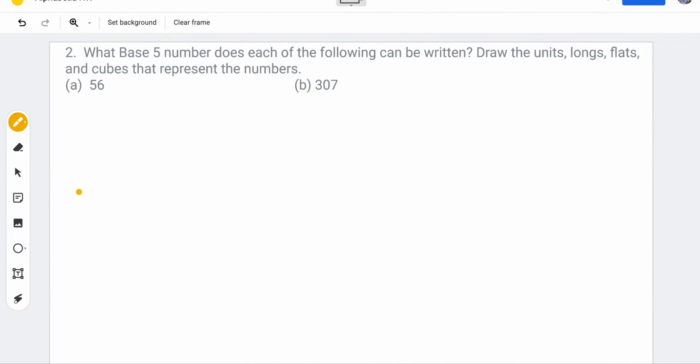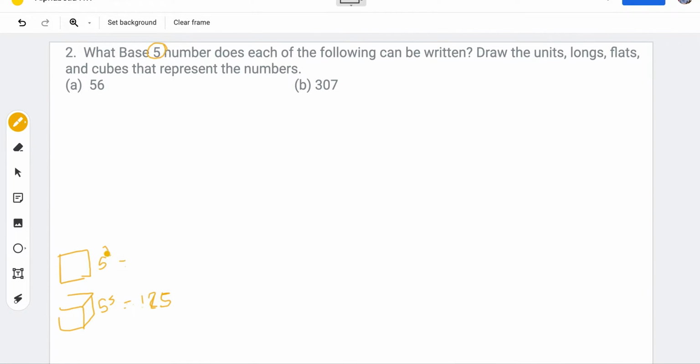And the second problem: what base 5 number can each of the following be written as? Draw the units, longs, flats, and cubes that represent the numbers. We are doing base 5, so we need to understand that in base 5, a cube is 5 cubed. So you need to have 125 to make 1 cube, but we don't have that many. So you can lower it down 1 place value, then it's going to be 5 squared, right?